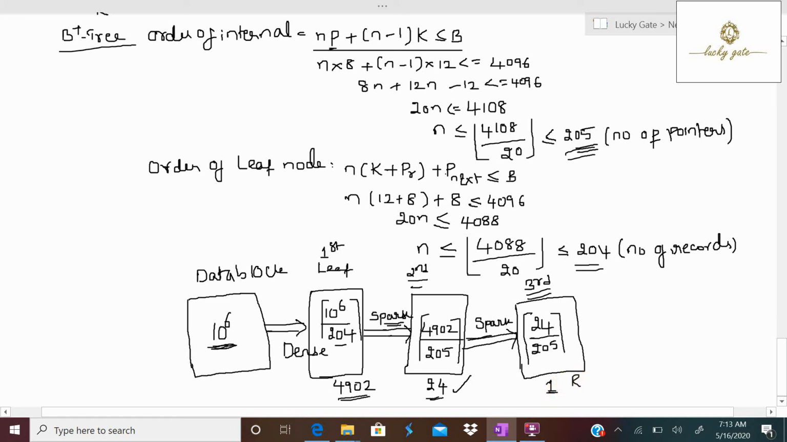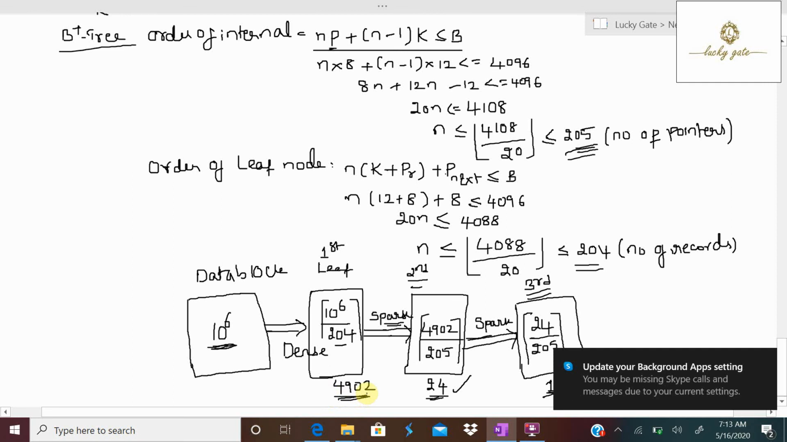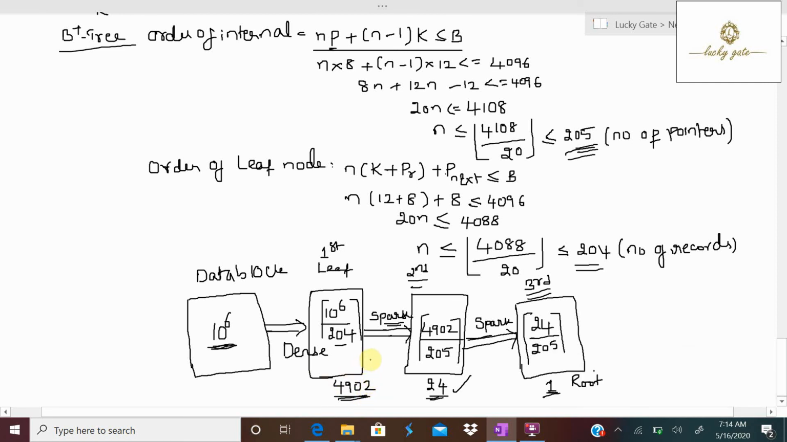In a B plus tree, we call it the root node. So the root contains one block, the second level contains 24 blocks, and the first level contains 4902 blocks. In a multi-level index, we have to start searching from the root, which will guide you to which block in the next level is to be accessed. In the next level we access one block, in the next level one more block, and finally we have to access one block from the data file.